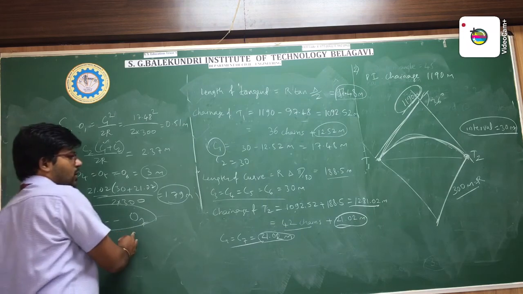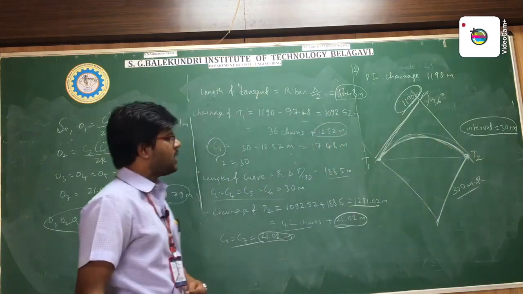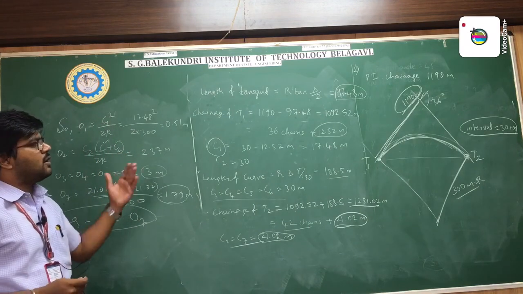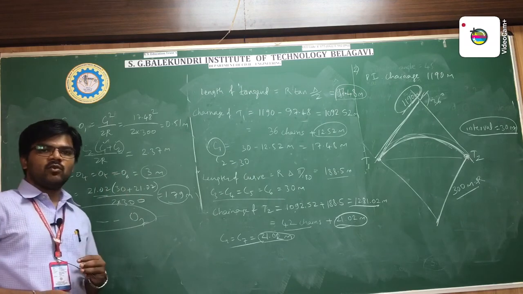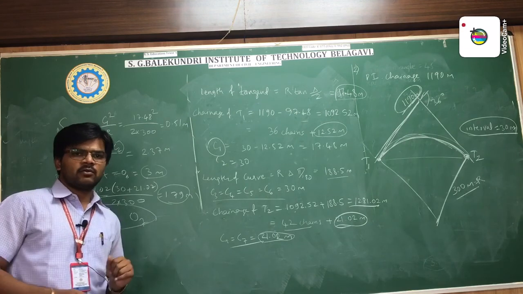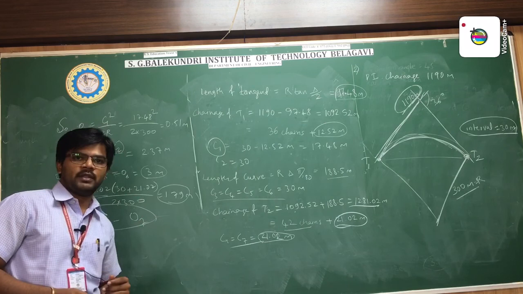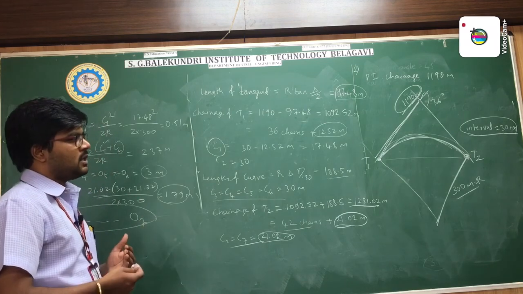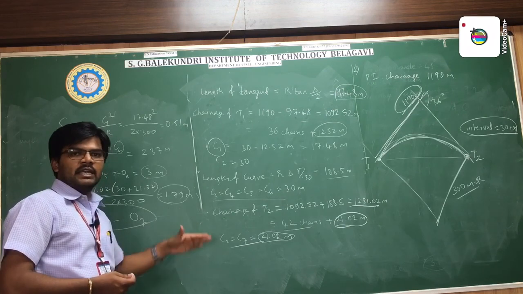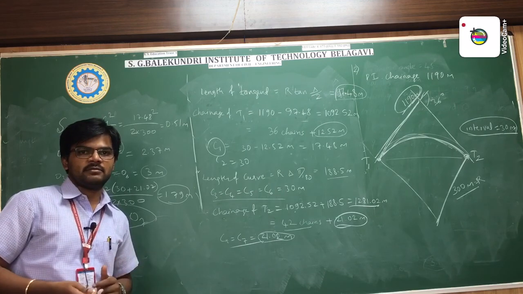The same ordinates can be plotted to make the simple curve here. Is this clear? I hope this is clear, and go through this. These are the two linear methods of plotting a simple curve: one from chord produced, one from long chord method. With these problems, we have completed the linear methods, and in the further recording we will go with the angle methods. Okay. Thank you.